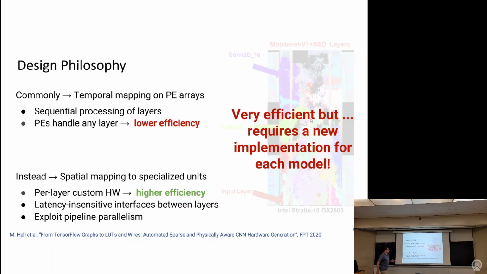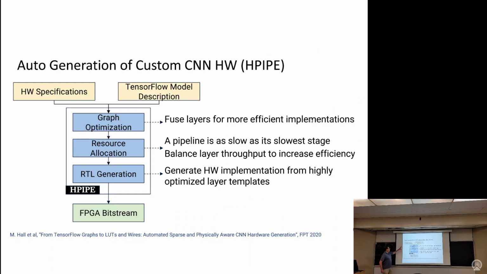So this turns out to be very efficient, but it requires a new implementation for each model. Right? If I change the model, I've got to go rebuild the hardware. So that would be very time-consuming. So part of this project was to build a domain-specific compiler. So you input your hardware specifications in one file. So how big is my FPGA?